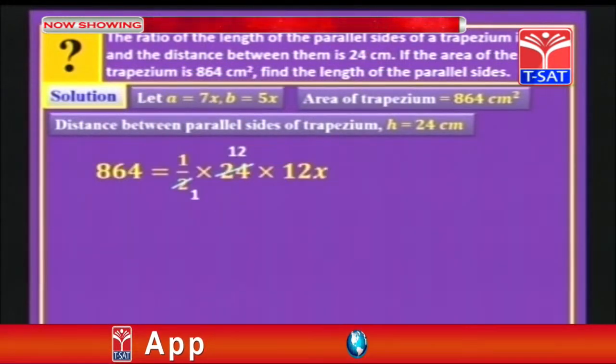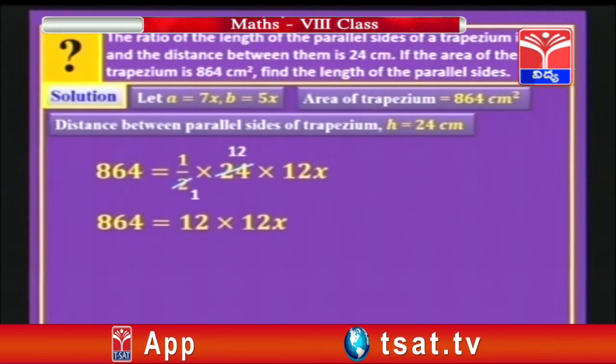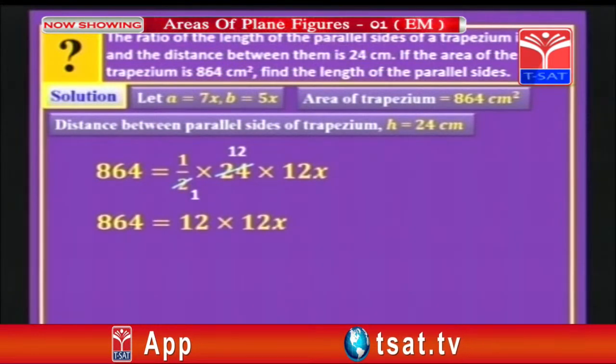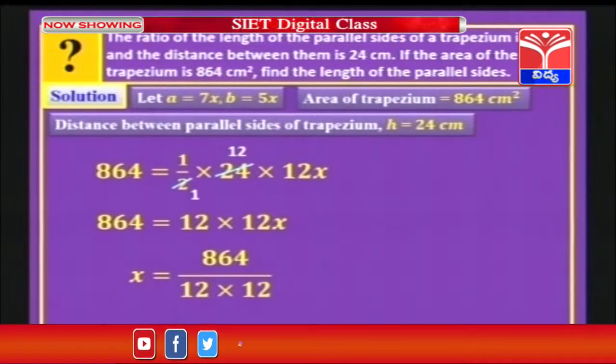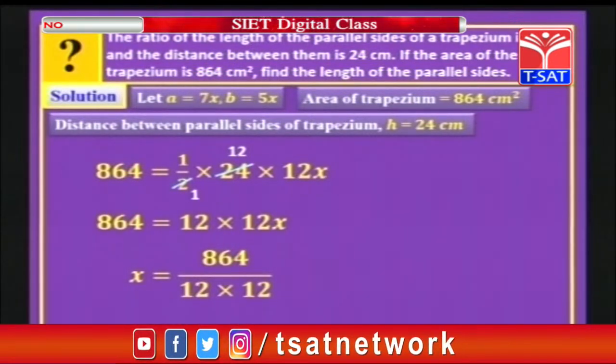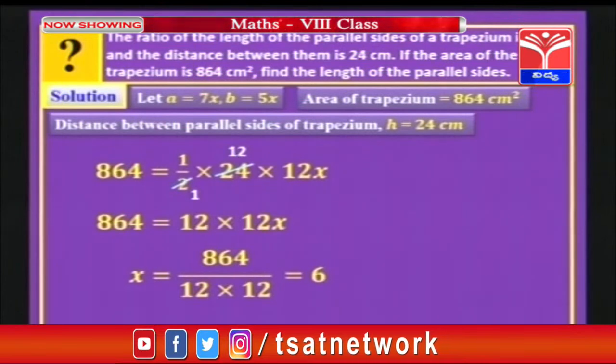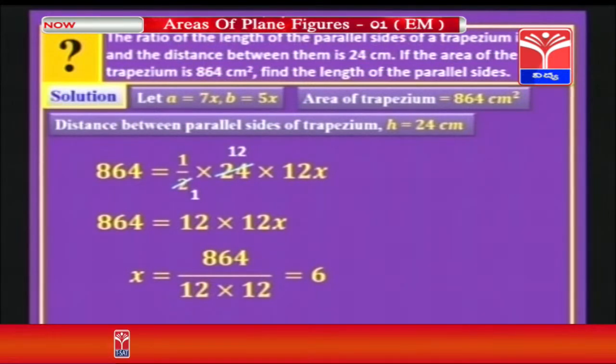So what is left, children, now? Yes, 864 equals 12 into 12x. So what is the value of x? 864 divided by 12 into 12, which is 144. On dividing this, you get 6. So we got the value of x as 6, children.